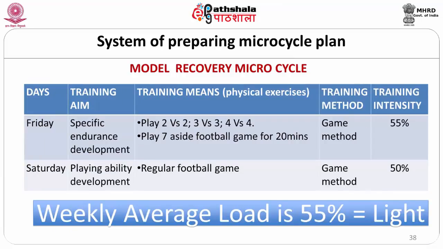Friday, specific endurance development. Play 2 versus 2, 3 versus 3, 4 versus 4 and play 7-a-side football game for 20 minutes. Game method is followed, 55% intensity. On Saturday, playing ability development. A regular football game will be played, game method will be used, 50% intensity is given. The weekly average load is 55% and that is equal to light load.